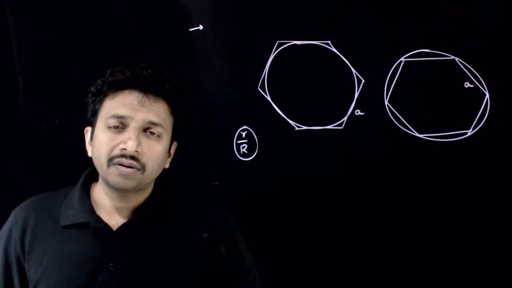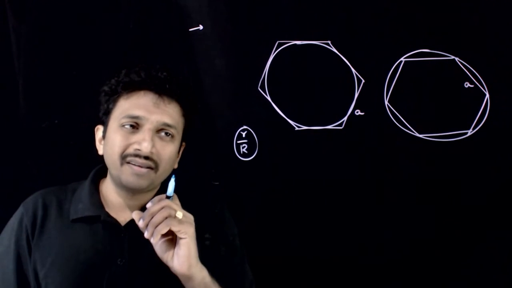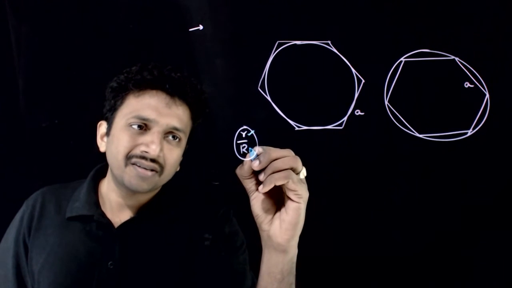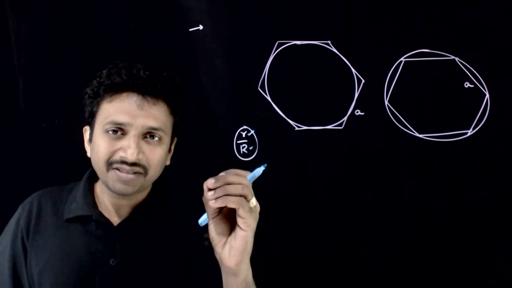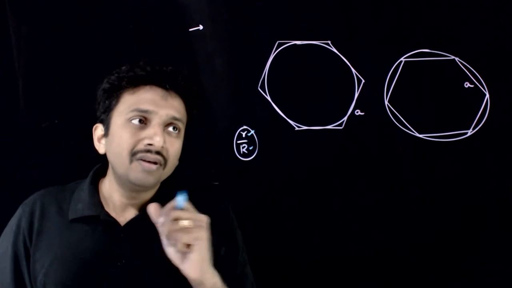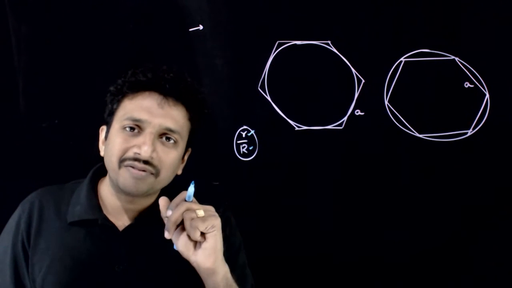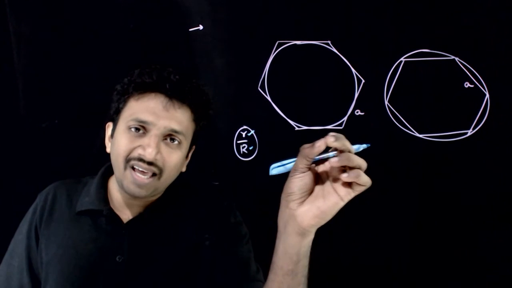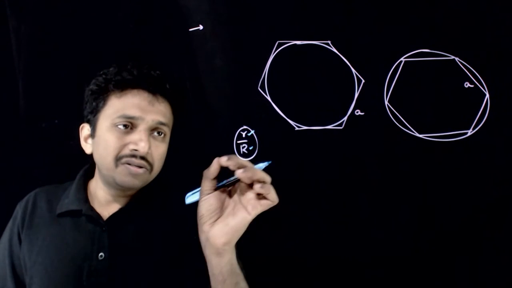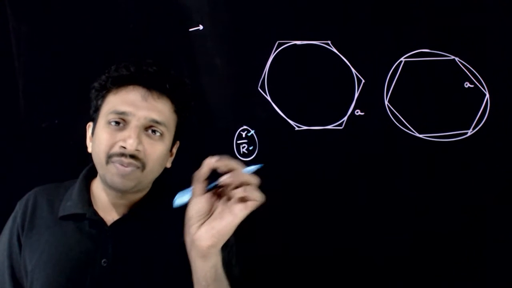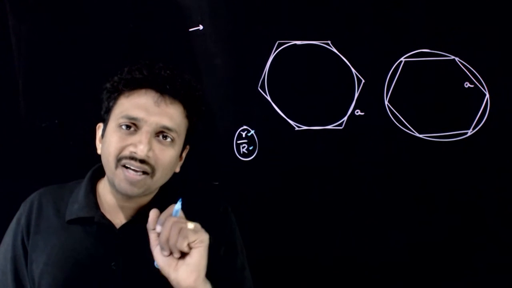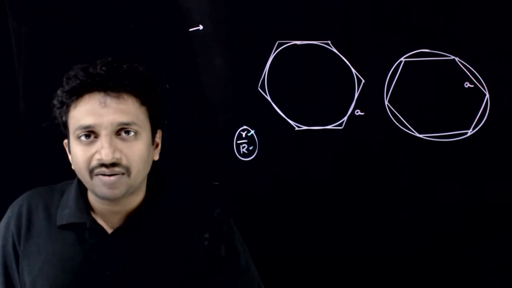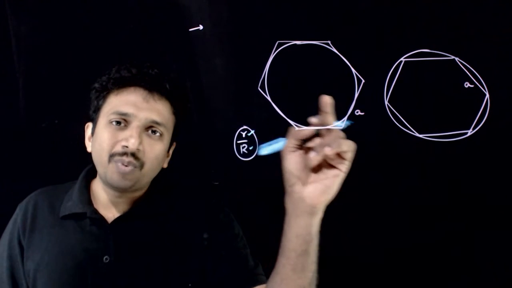So welcome students. In this question you are asked to find the ratio of the inradius to circumscribed radius of a regular polygon. So if you have a regular polygon of side a having n sides, you are asked to find what the value of r by R can be. Small r is the radius of the inscribed circle, capital R is the radius of the circumscribing circle. So now let us find both of them.